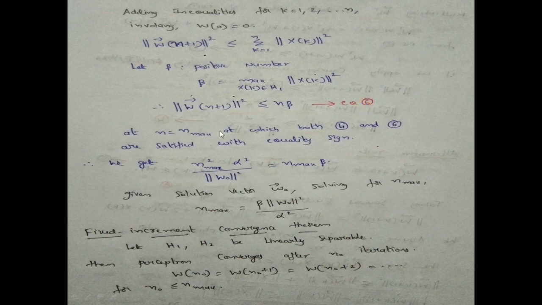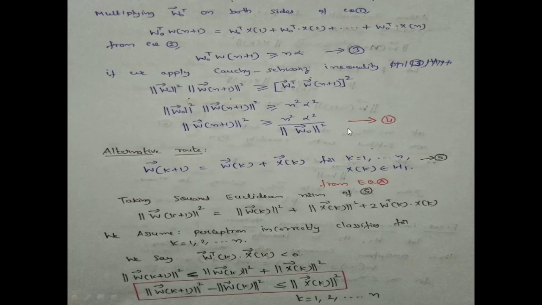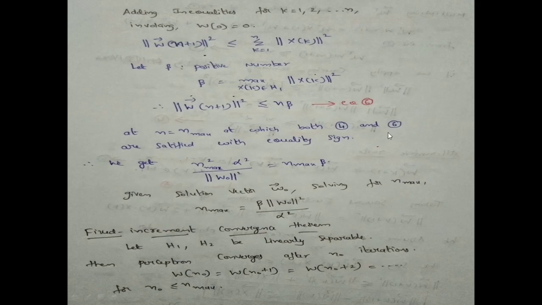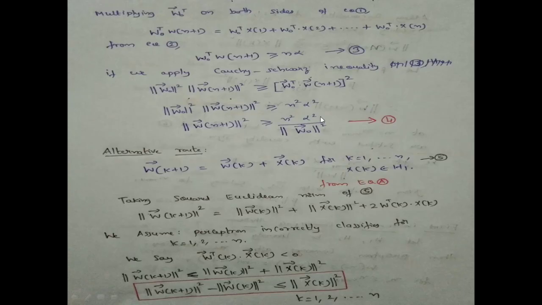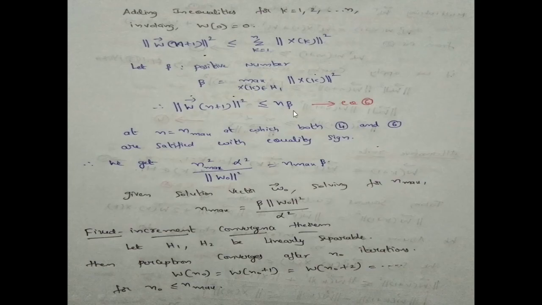Now let us say that there is some value of n, at n equal to n max, at which both the equations, that is equation 4 which we have seen earlier and equation 6, are satisfied with an equality sign. So equation 4 is this one, right? So n squared alpha squared by the norm of w naught squared is equal to n max beta. So given the solution vector w naught, solving for this n max, we get n max is equal to beta into the norm of w naught squared by alpha squared.